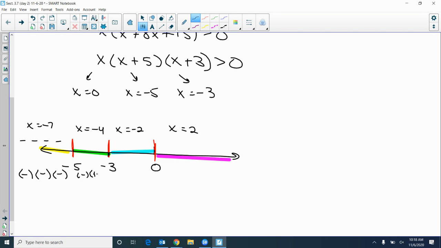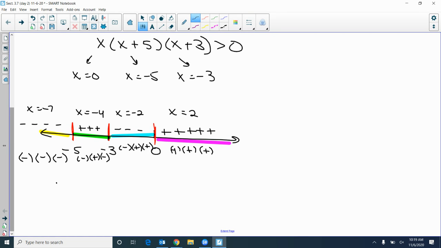-4 plus 5 is a positive, and -4 plus 3 is a negative. So we end up with a positive here. Plug in -2, we get negative. -2 plus 5 is positive, and -2 plus 3 is positive, so we end up with all negatives in that slot. When I plug in 2, I get positive, positive, positive, all positives. And what do we want? Greater than 0.